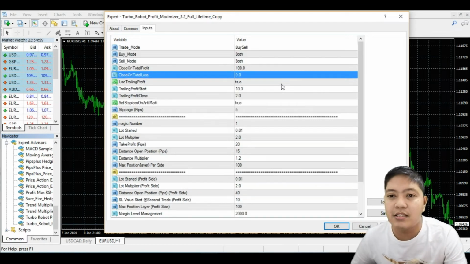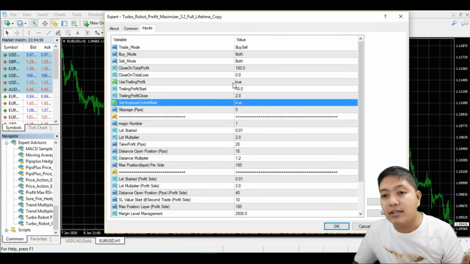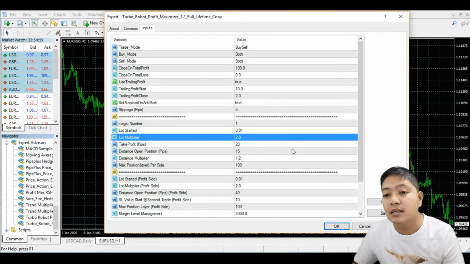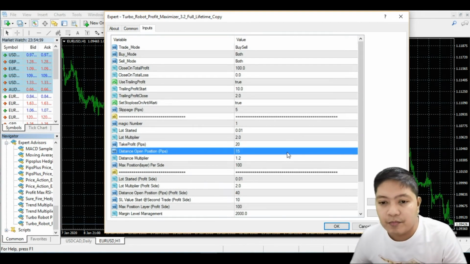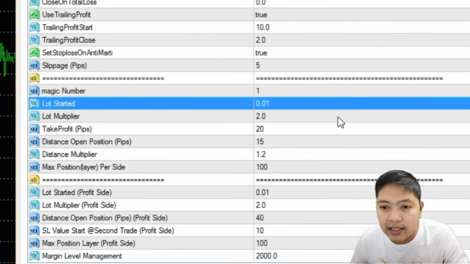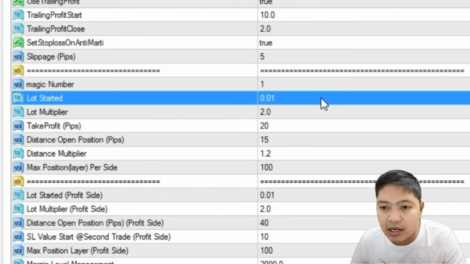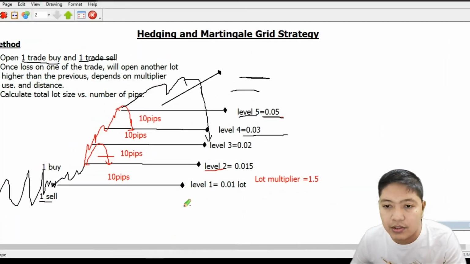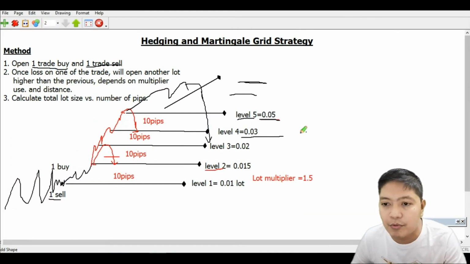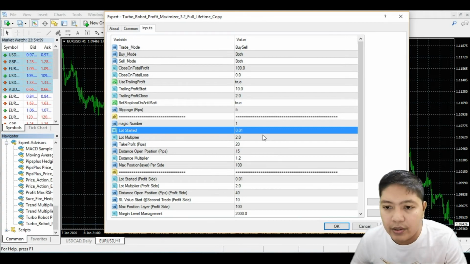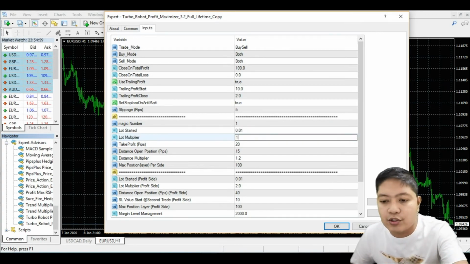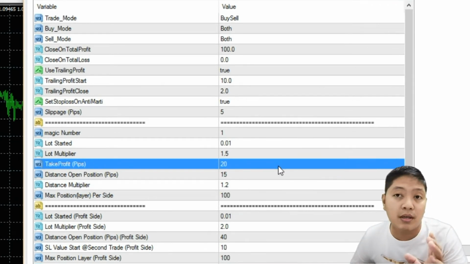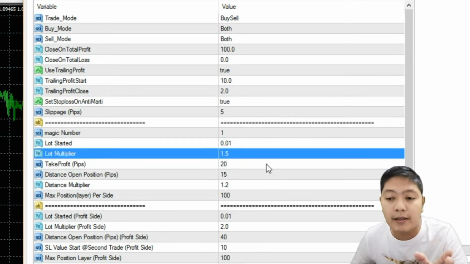You can see this EA. I have another tutorial on how to use it, so you can go through that tutorial, or if you need this sample, you can have it for 30 days. All right, so you can see here you have your lot started at 0.1, this lot started that I'm discussing in this portion, right? And then your lot multiplier is supposed to be 1.5. A multiplier of 2 is a bit dangerous because it's too high.